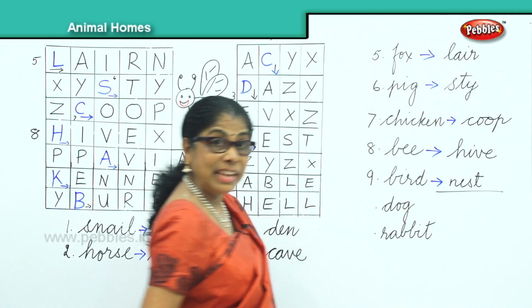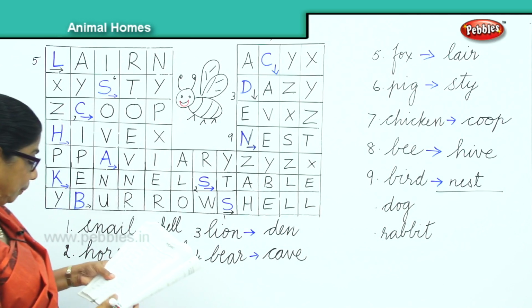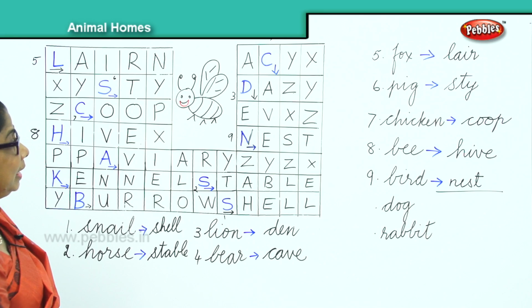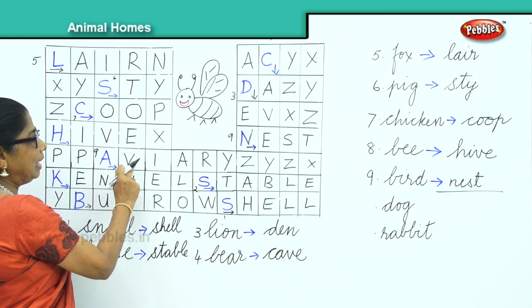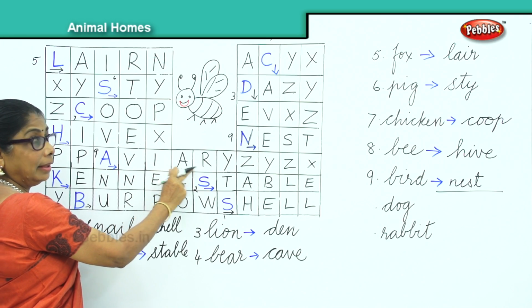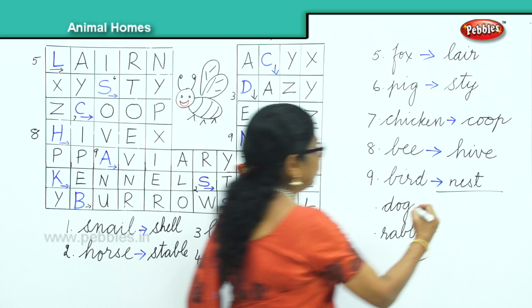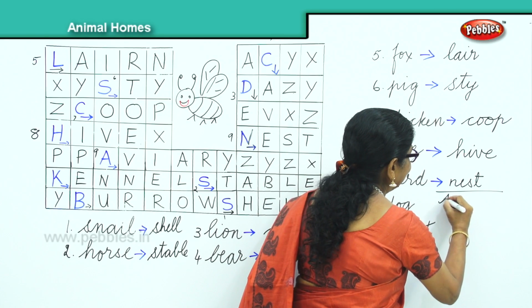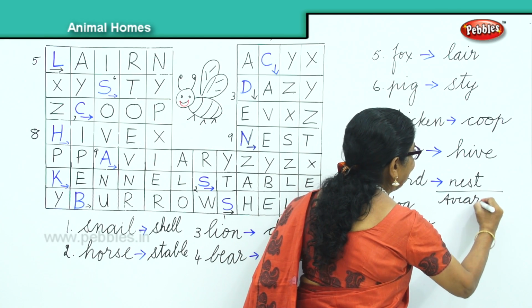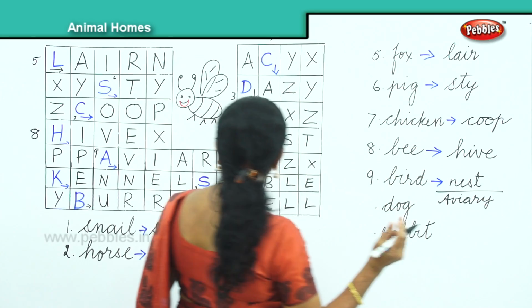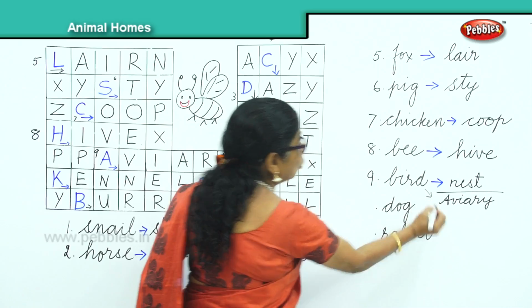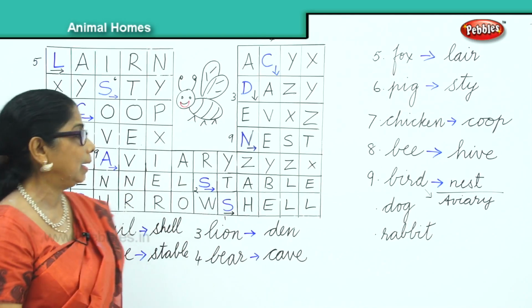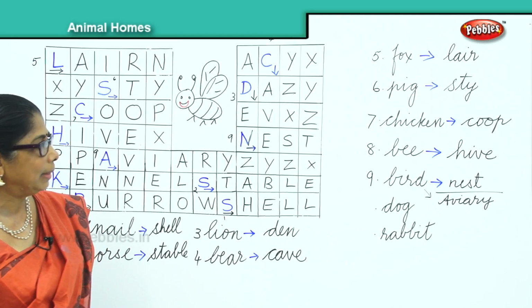But if we keep our birds, where do we keep them? We keep them in an aviary. Number 9, A-V-I-A-R-Y. So we have another place, aviary. Aviary is also the home of a bird that we take and keep in our house.